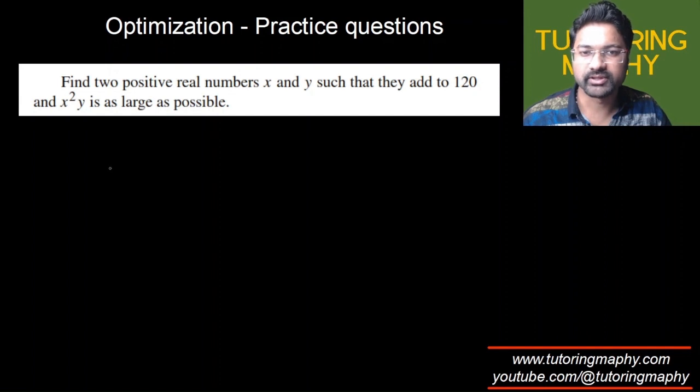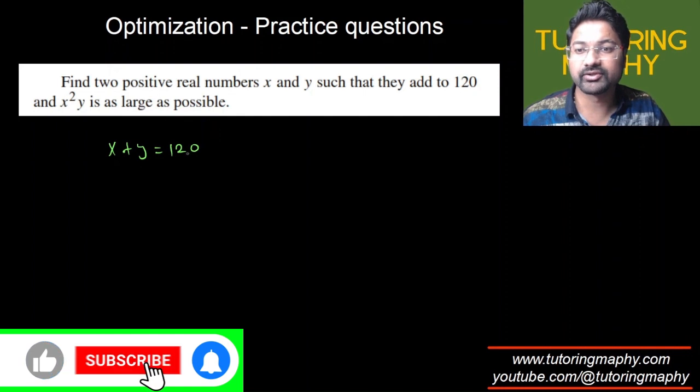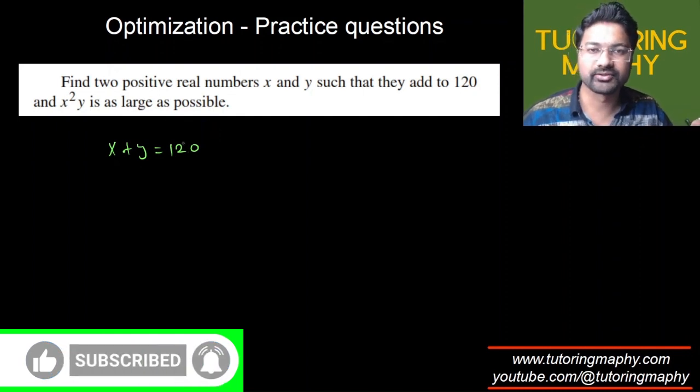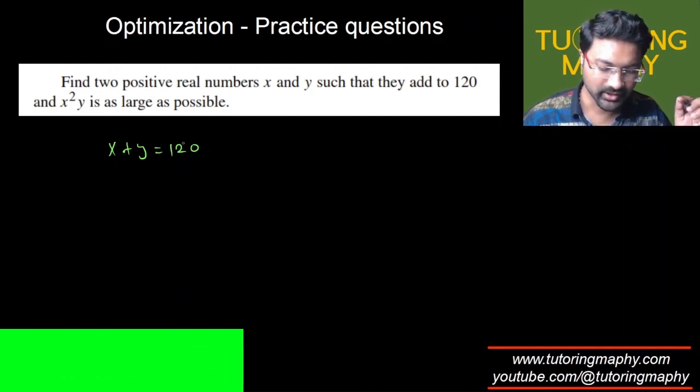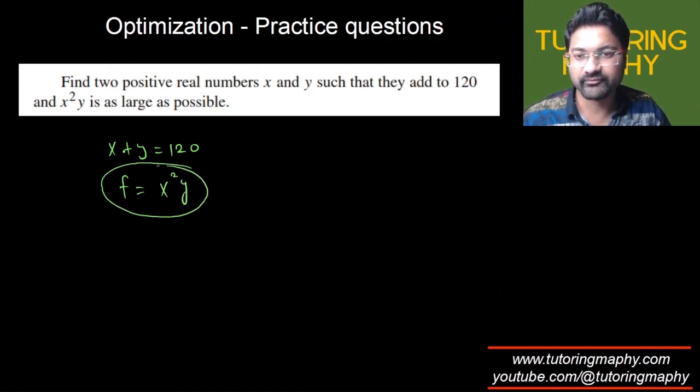Find two positive real numbers x and y such that they add to 120. The condition is that x plus y is 120. This is a condition over here. And x squared y is as large as possible. We've got to optimize x squared y over here. So the optimization function is going to be x squared y. This is the optimization function which we need to differentiate and get the critical points.